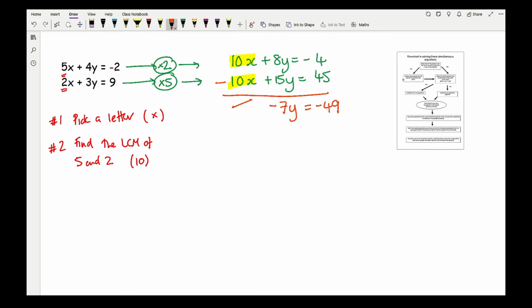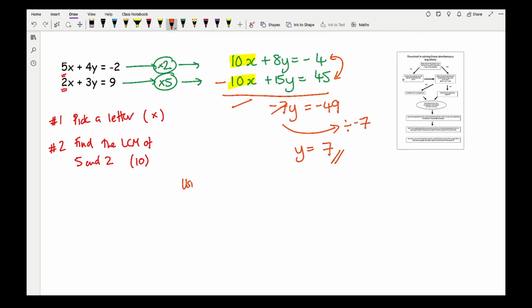Now, generally speaking, if you're not comfortable working with negative numbers, try to rewrite the biggest equation on the top. If you were to flip this, you'd be less likely to end up with negative numbers. But if you're quite comfortable with negative numbers, then it's going to save you a bit of time. So going back to the question, I've got minus 7y equals minus 49. I need to divide both numbers by minus 7. So I get y equals minus 49 divided by minus 7, which leaves me with positive 7.